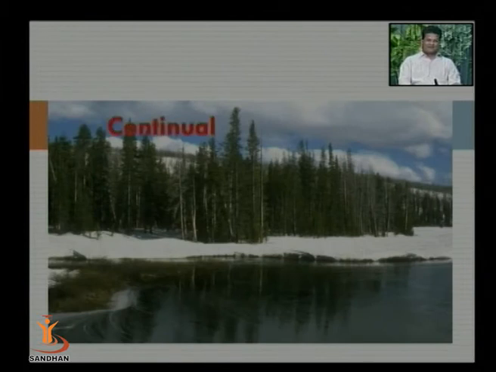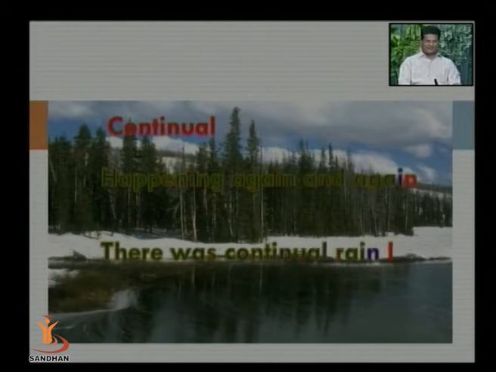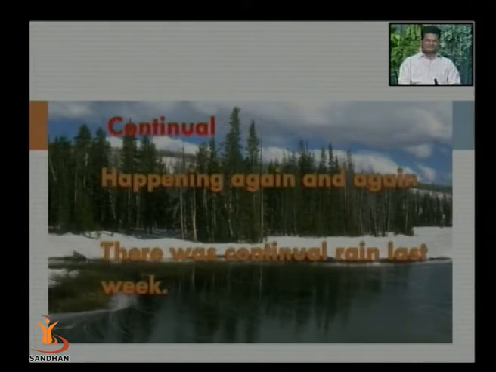Now here one more word, continual, which pairs with continuous. Continual means happening again and again. There was continual rain last week. Happening again and again. There was continual rain last week.